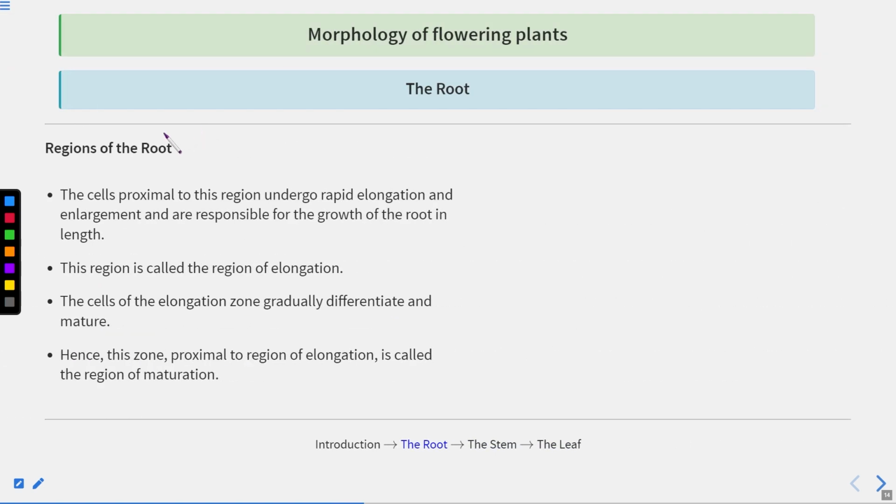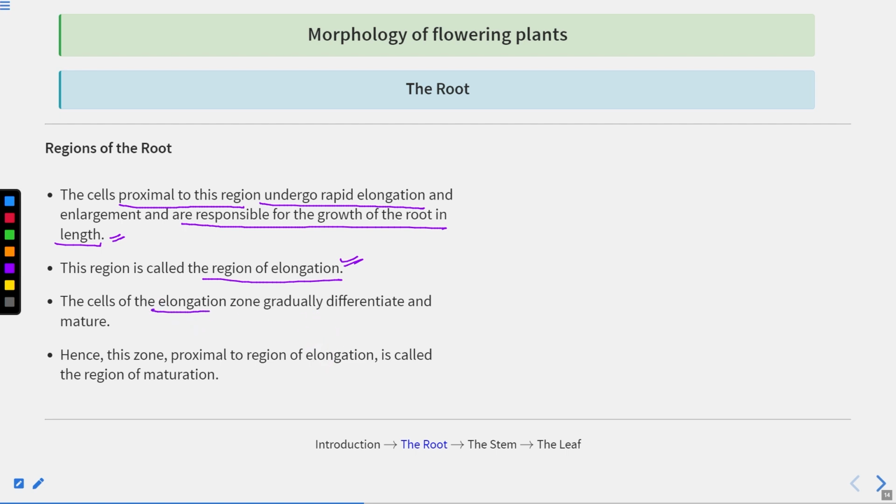Now comes another region of the root, the cells proximal to this region, meaning above. From above this meristematic zone, there is a region that undergoes rapid elongation. The cells are getting elongated after division and enlargement, and are responsible for the growth of the root in length. So the root is going downward as there is an elongation. This region is called the region of elongation, that we have already seen in the figure.